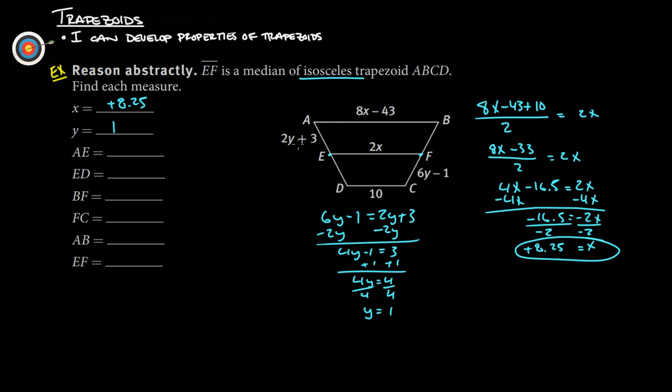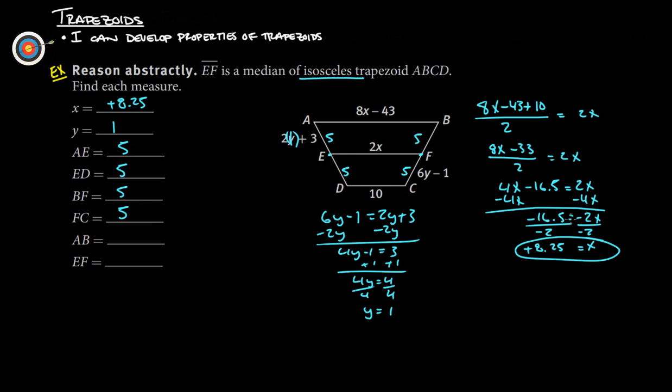Okay. So AE, since we now know that y is 1, we go 2 times 1 is 2, plus 3 is 5, so AE has to equal 5. ED is also going to equal 5. All of these here are going to equal 5, right? BF, from B to F, is also 5. F to C is also 5.